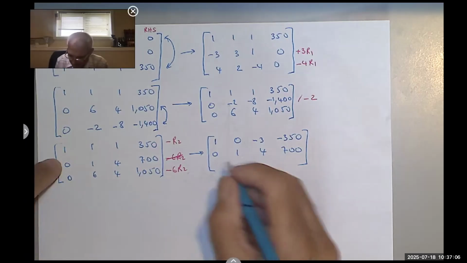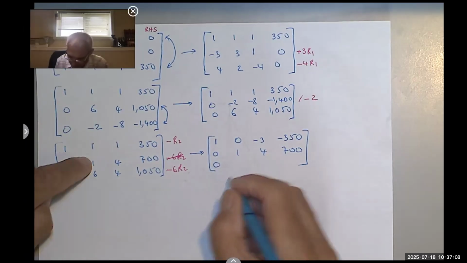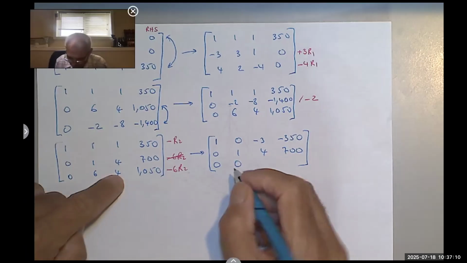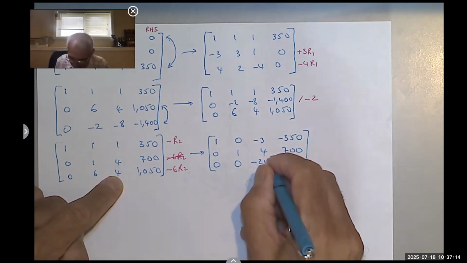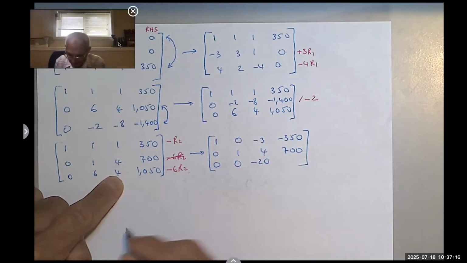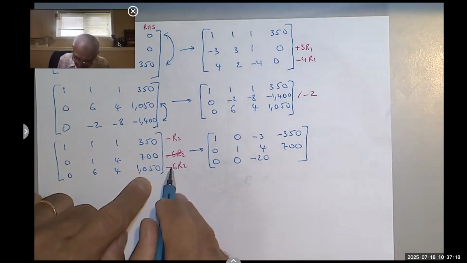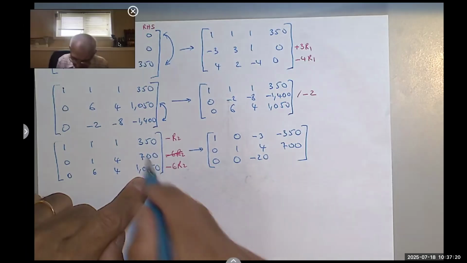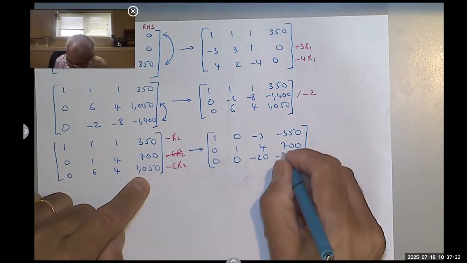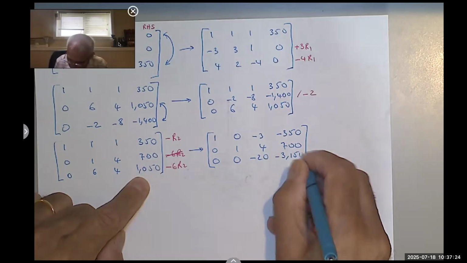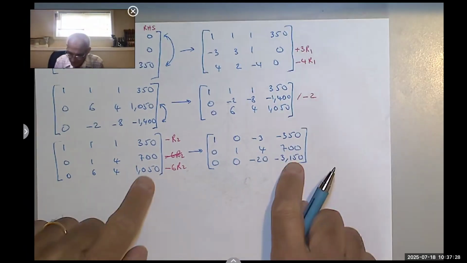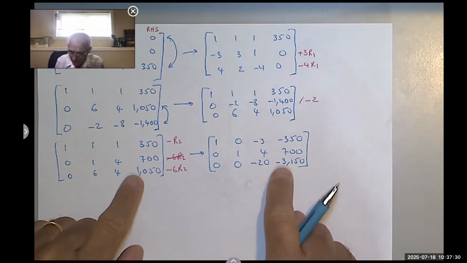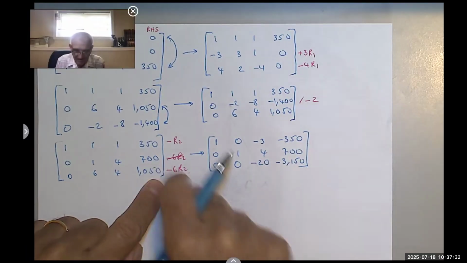For the third row: 0 minus 6 times 0. 6 minus 6 is 0. 4 minus 24 is negative 20. Right? 1050 minus 4200 is negative 3150. Right? Notice if you add these two without the negative sign, you get 4200, which is 6 times 700.